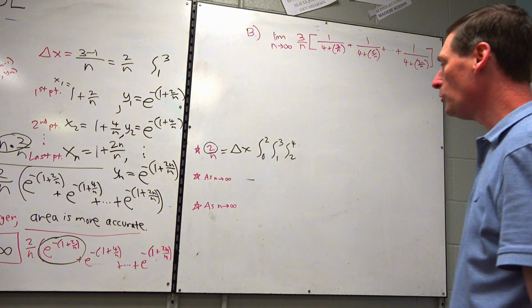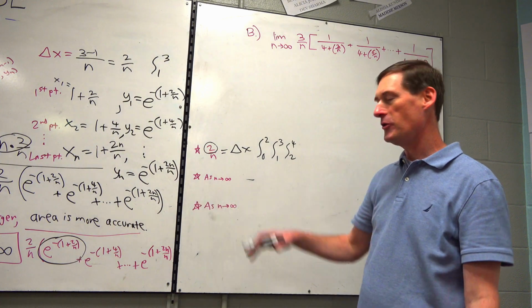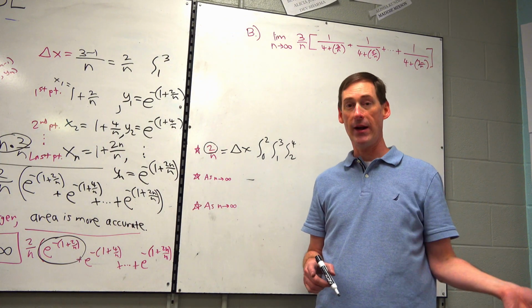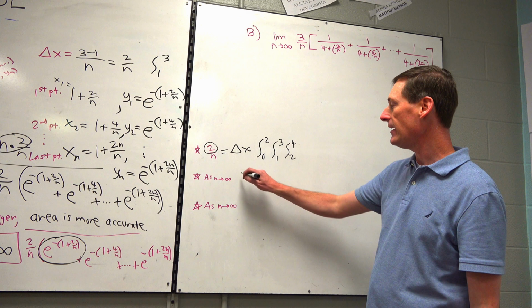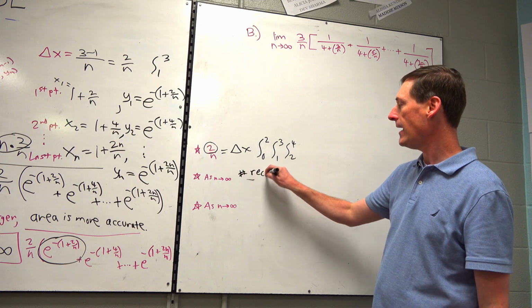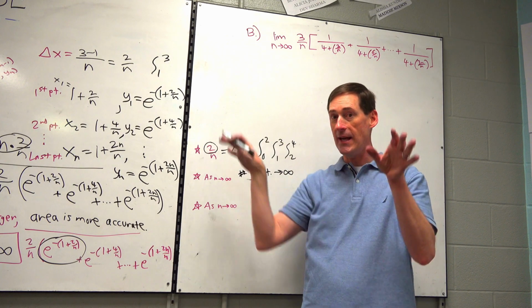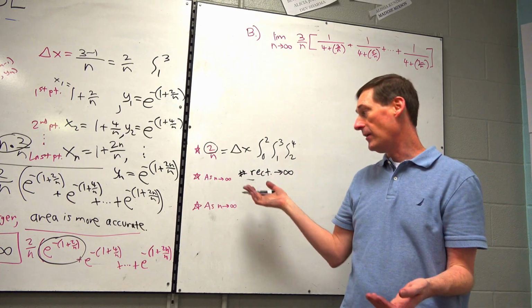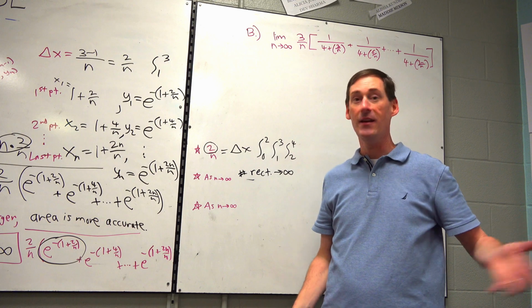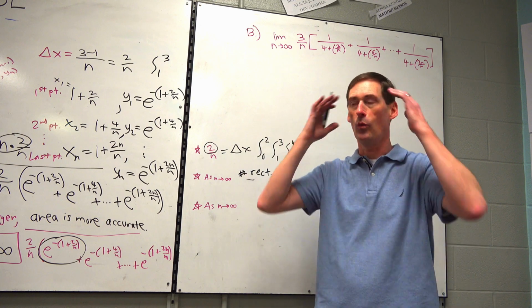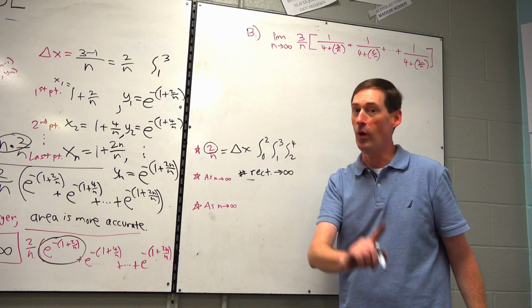All right, and then really cool to see this right here. As n approaches infinity, is an n number of rectangles? So as n goes to infinity, the number of rectangles is going to infinity. We're cramming more rectangles in that space to make it more accurate. And then Riemann just said, well, if you can get to infinity, theoretically, you get the exact answer. Whoa. All right, but wait, one more thing though.